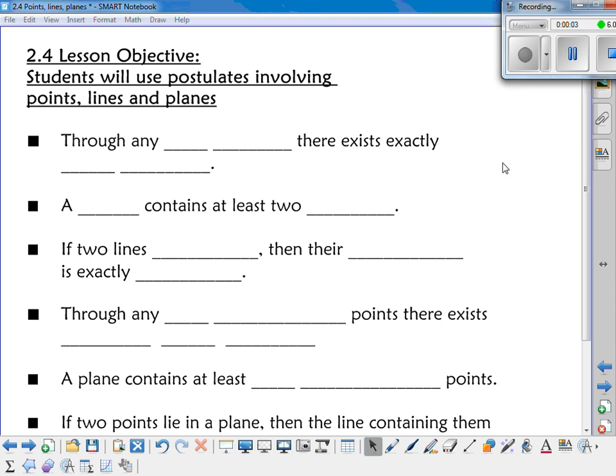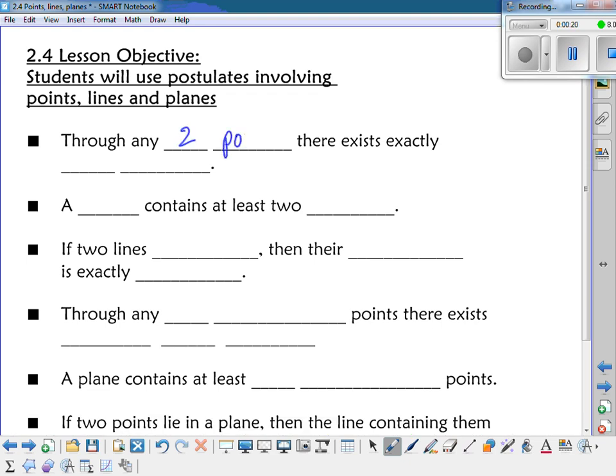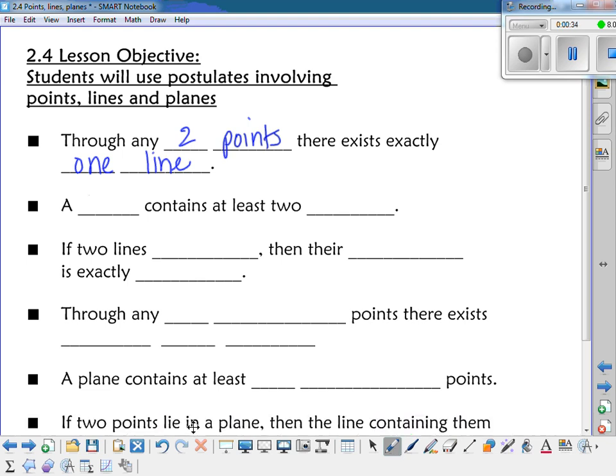Today's lesson objectives: students will use postulates involving points, lines, and planes. So really, this is information that you have learned previously, but now we're officially saying that these are postulates. So the first one: through any 2 points, there exists exactly one line. A line contains at least 2 points.